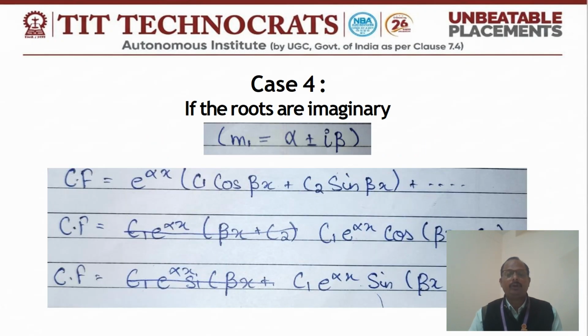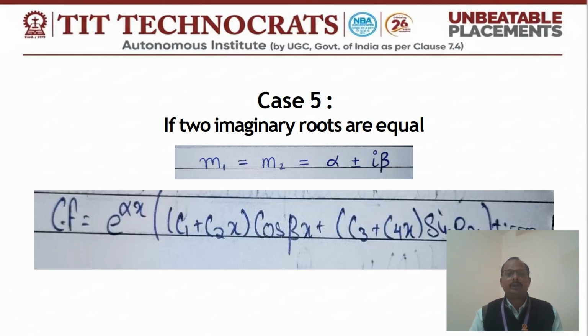Next is the formula for imaginary roots. When we go for imaginary roots, they always come in pairs. Means one will be with a plus sign and one with a minus sign: α ± iβ. In this case you formulate it like e^(αx) (c1 cos βx + c2 sin βx). So these are the presentations of the formula. Now, what if imaginary roots are repeated?